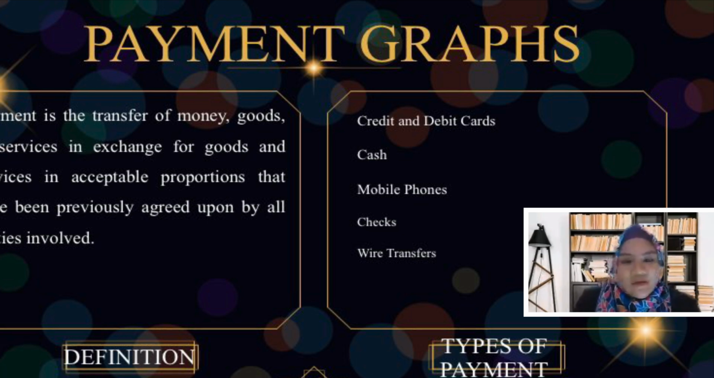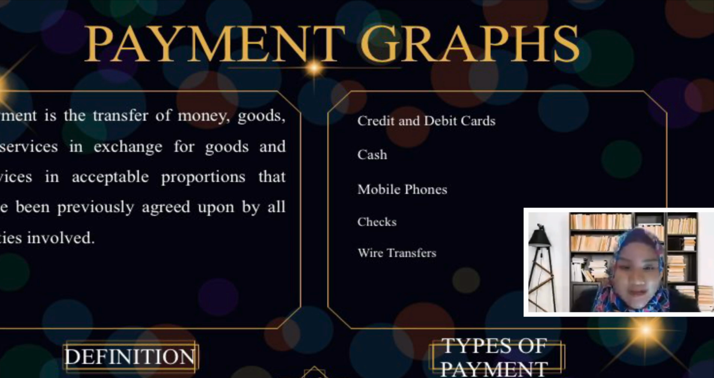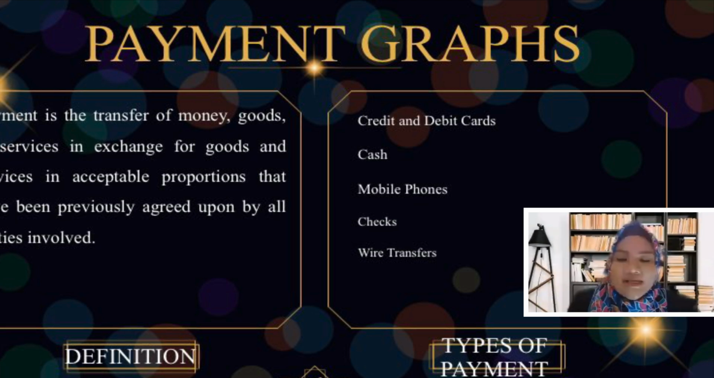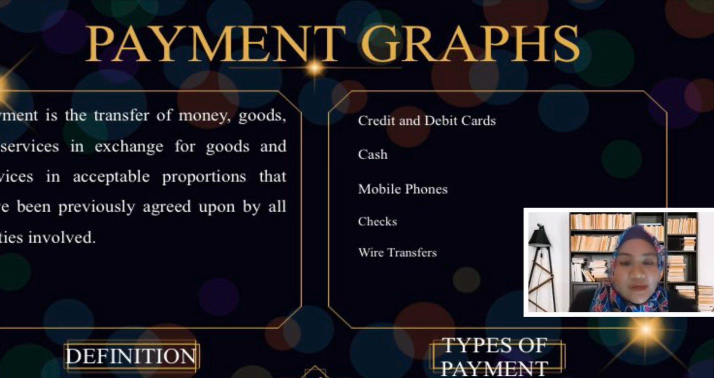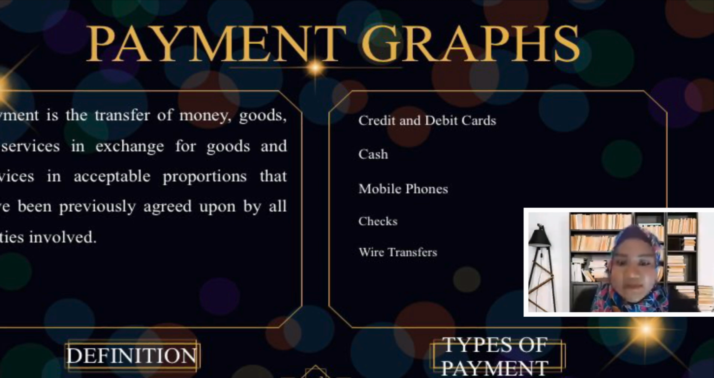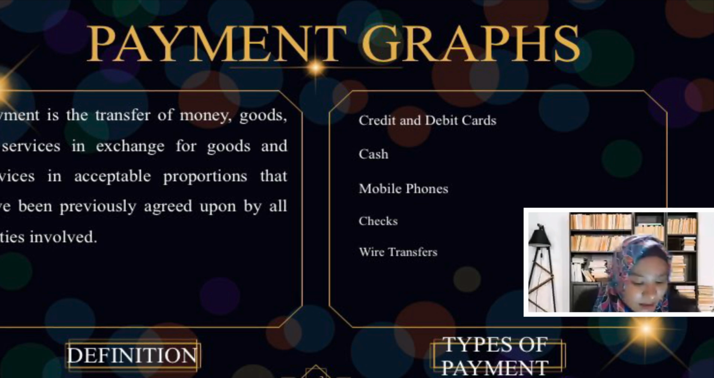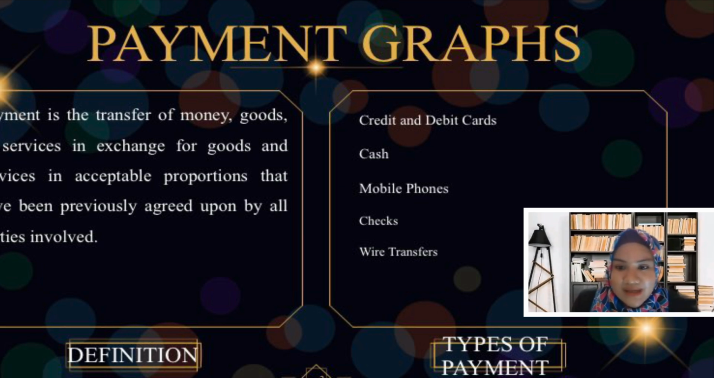Next, we will look at payment. The definition of payment is the transfer of money, goods and services in exchange for goods and services in acceptable proportions that have been previously agreed upon by all parties involved. In payments, we have five types. The first is credit and debit cards. As we know, many businesses use these cards.